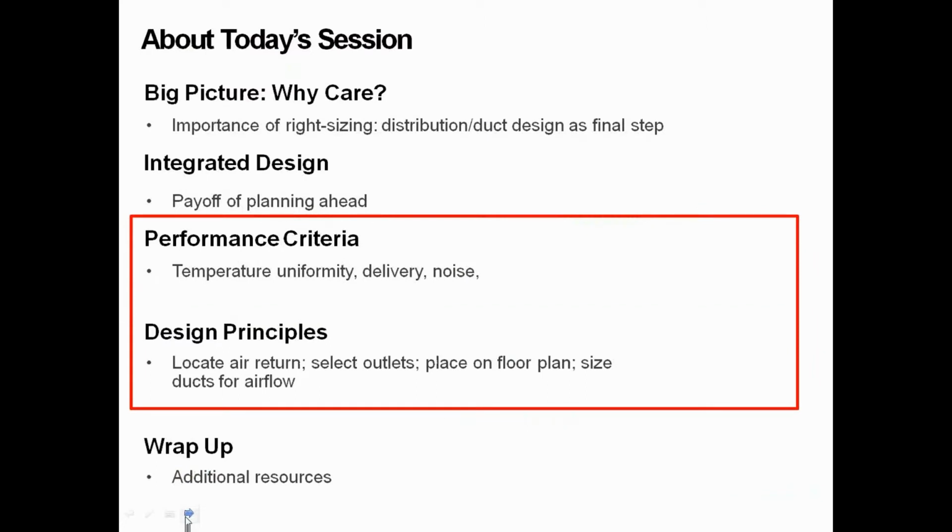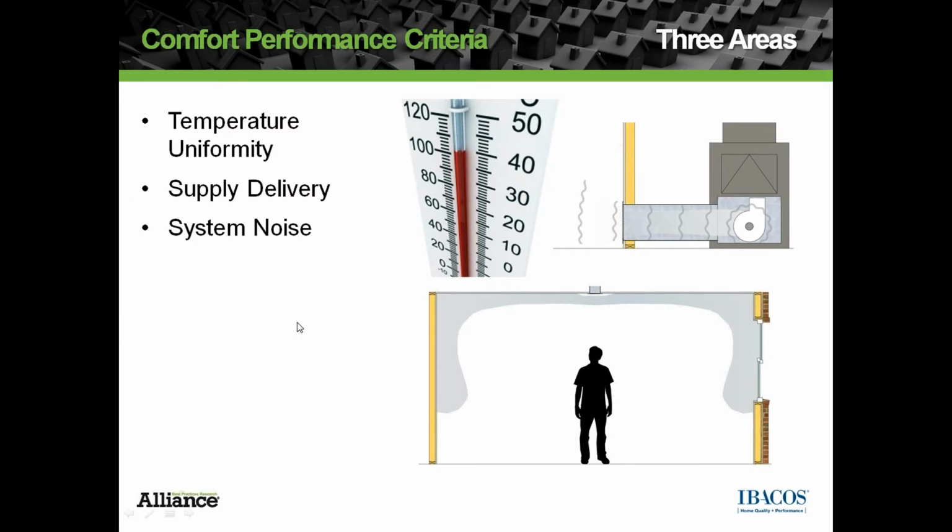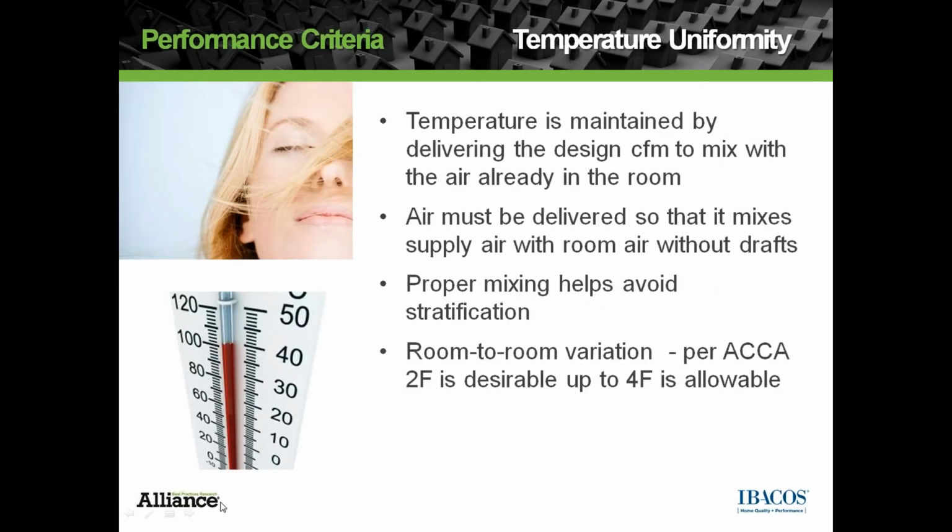This segment features performance criteria and design principles as they relate to HVAC duct design. Performance criteria that we're looking for as we go through this. Temperature uniformity. We want to look at how that air is delivered to the room, and noise is actually a comfort criteria that needs to be considered.